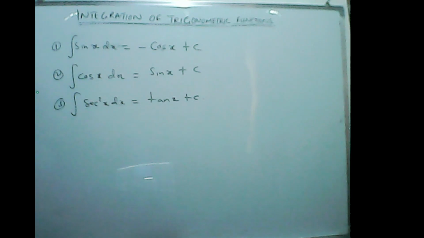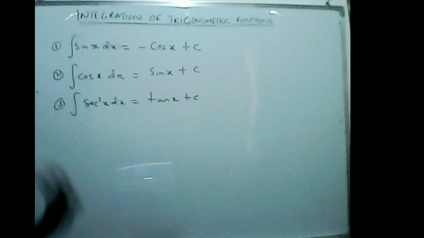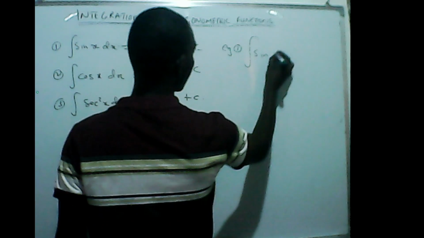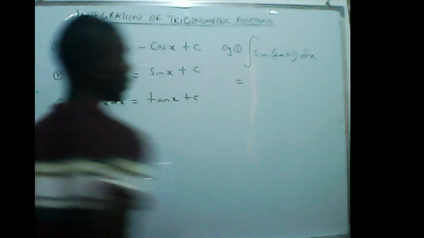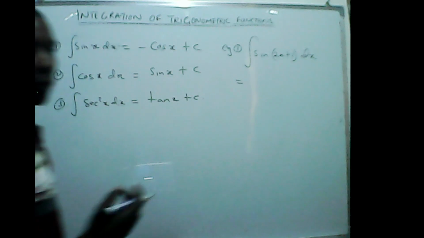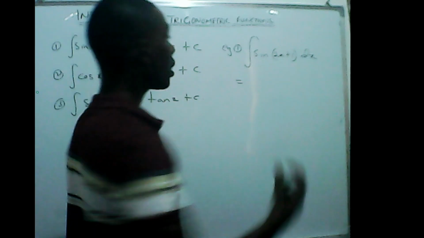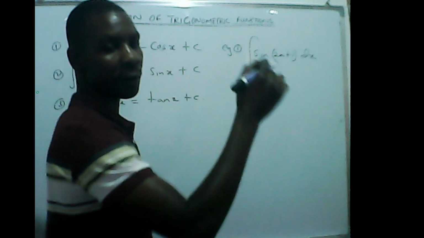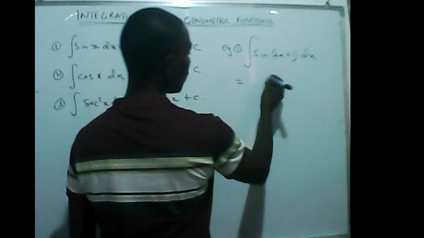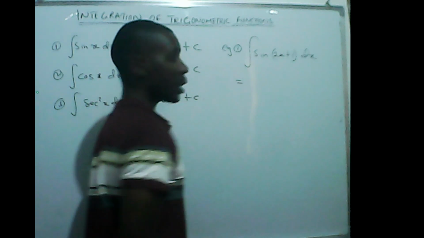Right, so how do we integrate trigonometric functions? Let's look at an example. Let's say we want to integrate, example number 1, the integral of sine 2x plus 1 dx. Whenever we are integrating trig functions, we differentiate the angle, then we divide by the derivative, right? So in this case, if we differentiate this angle, we get 2.